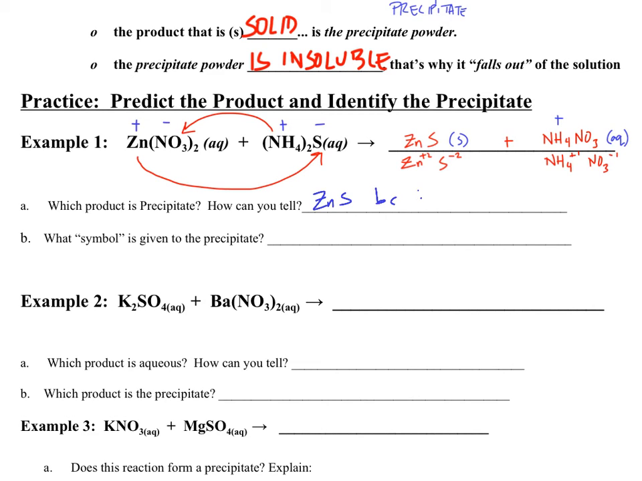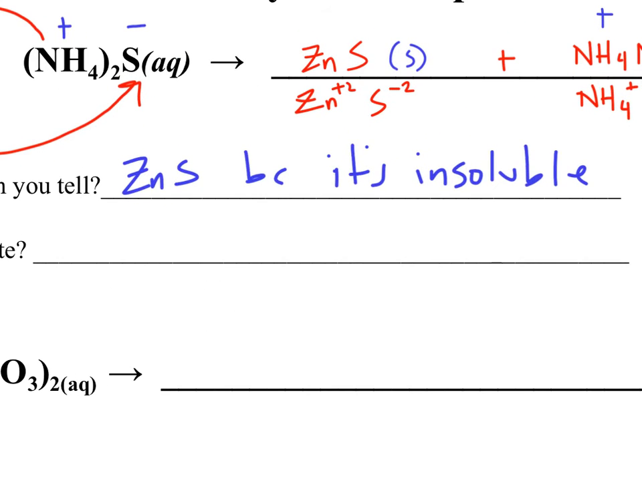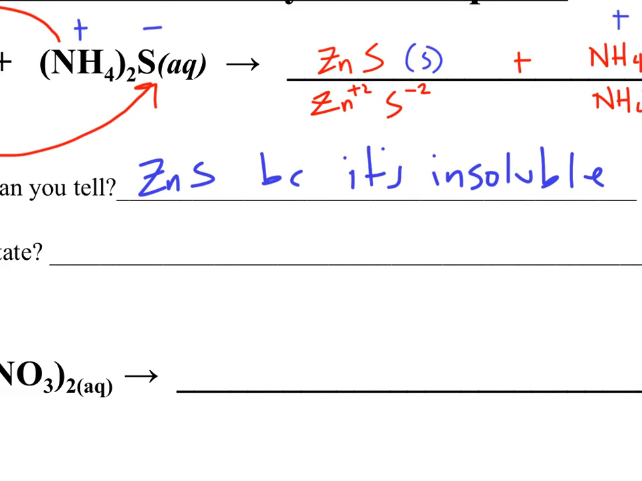Because it's insoluble. All right, what symbol is given to the precipitate? Well, we said if it's a precipitate, then it's a solid, so it's going to have an S next to it in parentheses.